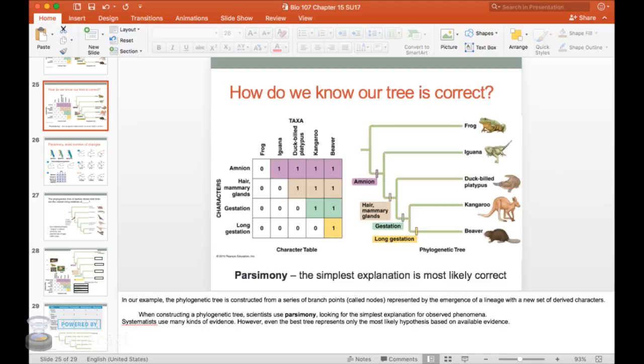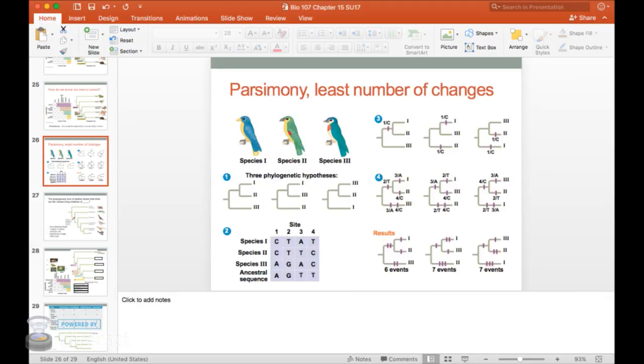So we have our different species of birds. So we have species 1, 2, and 3. And then we have three possible ways that we could orient the tree. We have either species 1 is more closely related to species 2 than 3, or it's 1 and 3 that are more closely related, or it's 3 and 2. So these are the three possible ways that we could set up the tree.